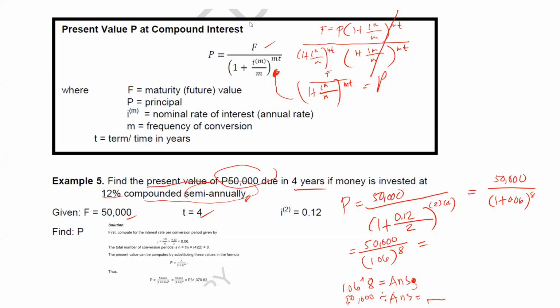Jansel? 31,370.62. Did you compute using the calculator, Jansen? Yes. 31,370 pesos and 62 cents. This is the principal amount. As you can see, it is lower than the future value. This is your P. Okay, next.